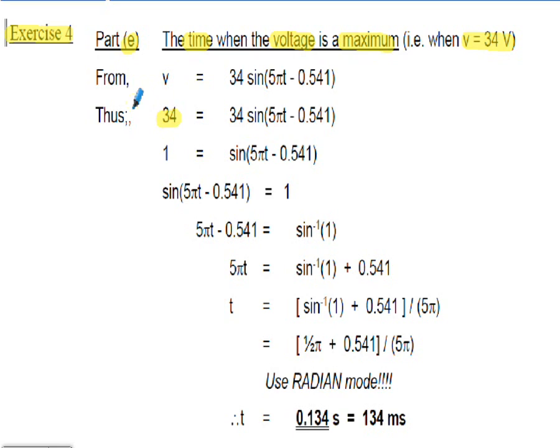The rest of the solution is exactly the same as part D, so I'll let you wander through that at your leisure. What you should find is that the final value of t in this case is 0.134 seconds or 134 milliseconds.